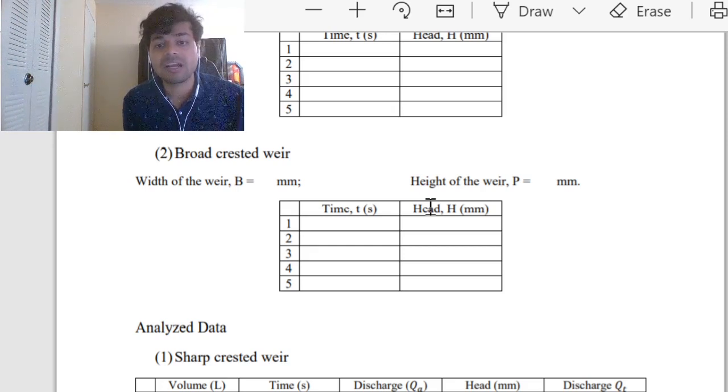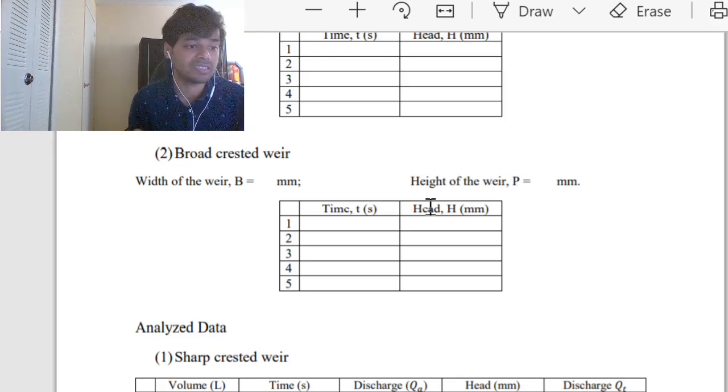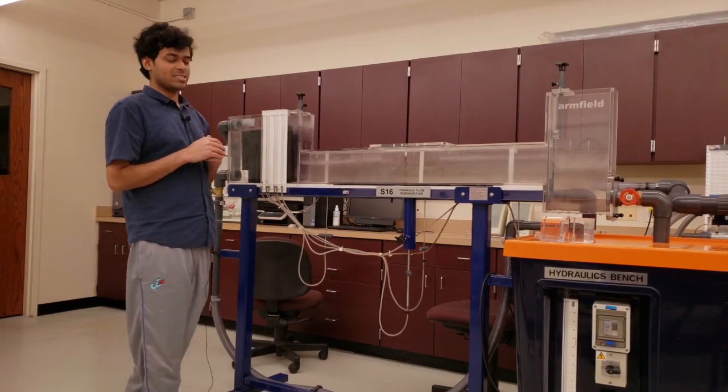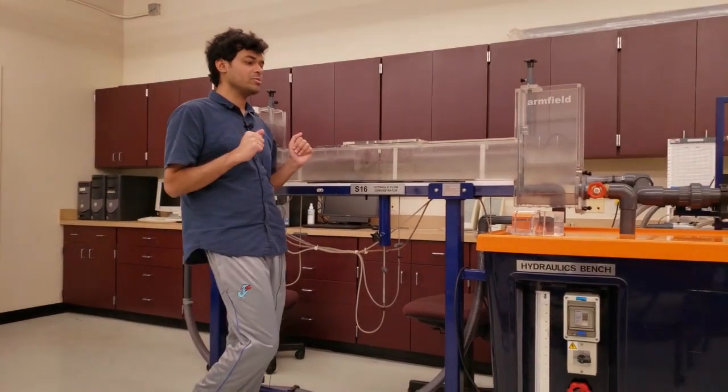Okay, so now I'm gonna show you how we can collect the data in the lab. All right, so come with me to see how we can collect the data. Okay guys, so this is our lab 4. I'm gonna show you the hydraulic structure.